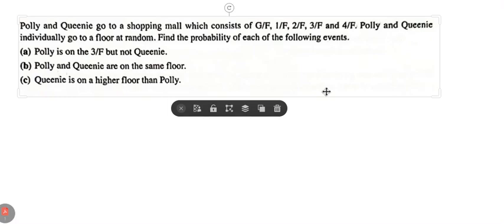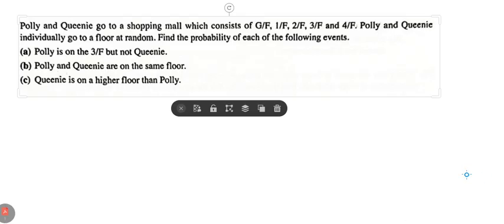Polly and Queenie go to a shopping mall, which consists of G/F, 1/F, 2/F, 3/F, and 4/F. So Polly and Queenie individually go to a floor at random. Find the probability of each of the following events.